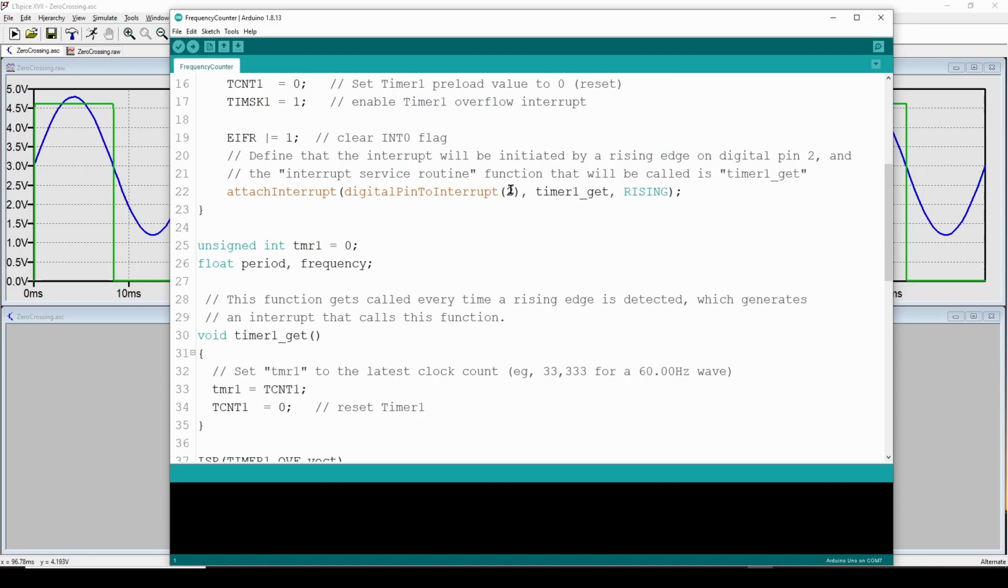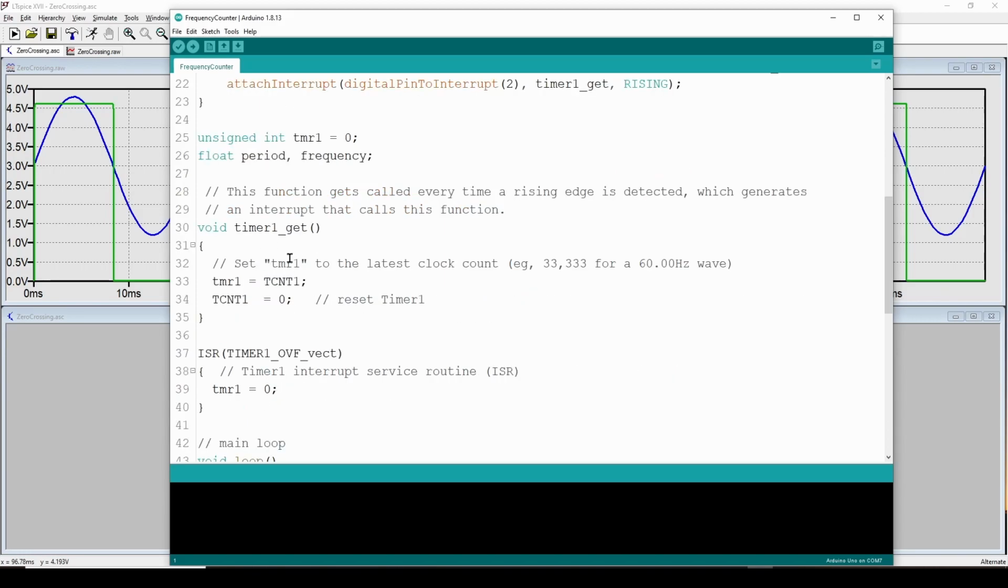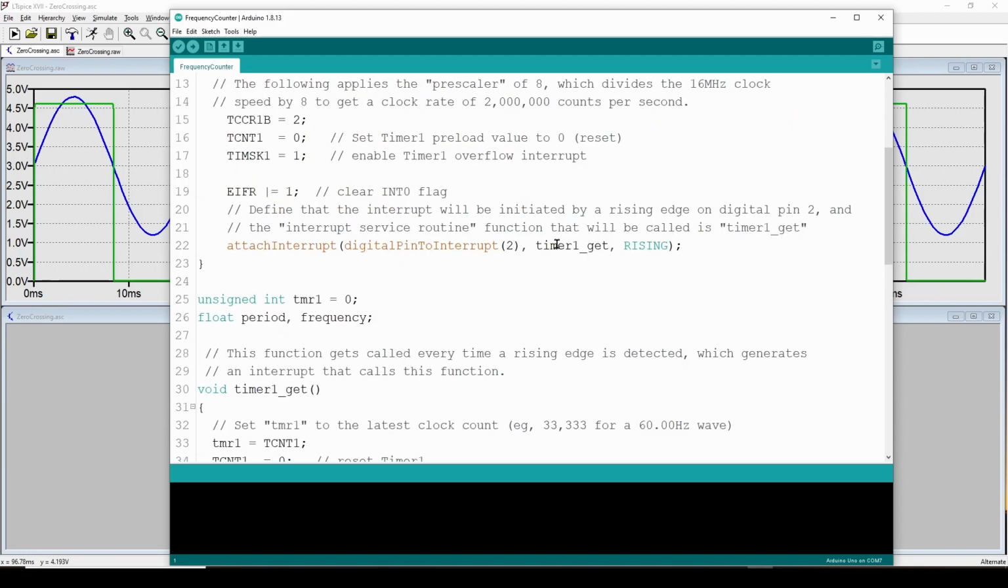And this is just saying, look at digital pin 2 for the rising edge. And when you see that rising edge, comma, timer1Get, run this timer1Get function. And you're going to need to look for a rising edge. You can also look for a falling edge, and there are other options. But this is how we're going to set it up to sense digital pin 2. Run the timer1Get function when you see a rising edge.